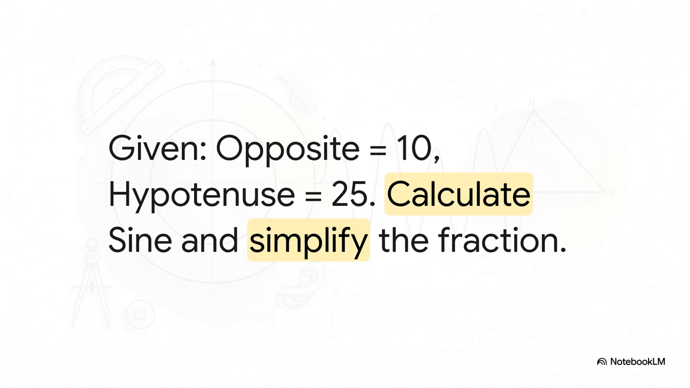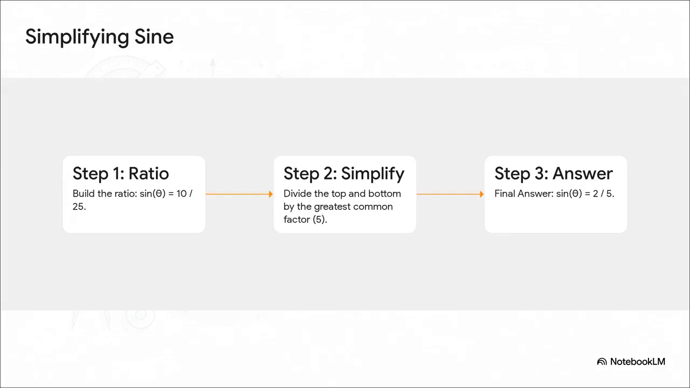The opposite is 10 and the hypotenuse is 25. Let's find the sine and simplify it down. The process here is exactly the same. We just build the fraction, opposite over hypotenuse. That gives us 10 over 25.